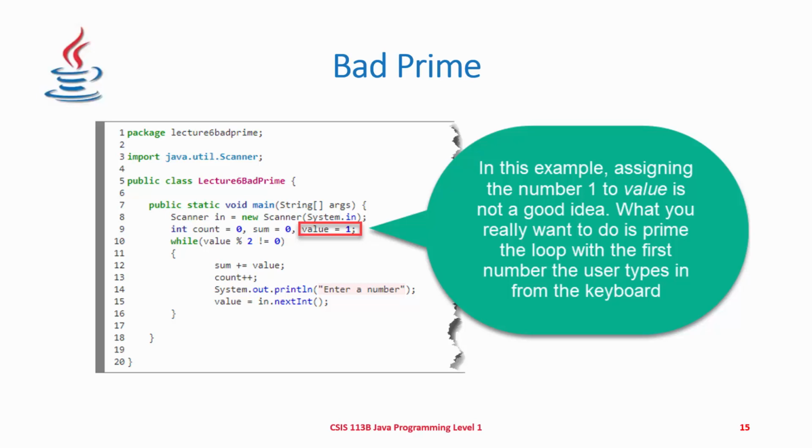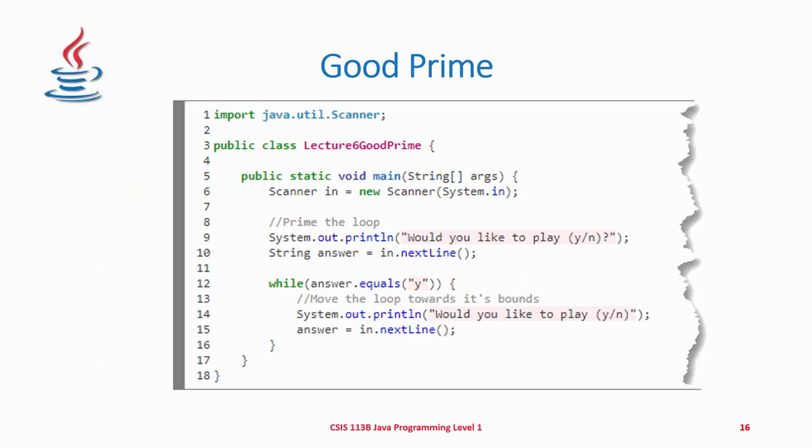What is correct is what we showed you two slides ago, which is take the value in from the user, go ahead and prompt them, go ahead and assign the value that they type in to the variable value, and then again repeat that inside of the while loop. Because we showed you the bad prime, here's the good prime. So this is just what we showed you before. It's just a little bit of variation on that.